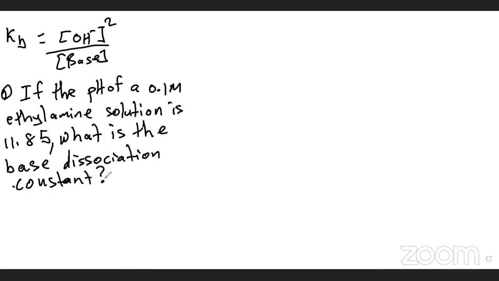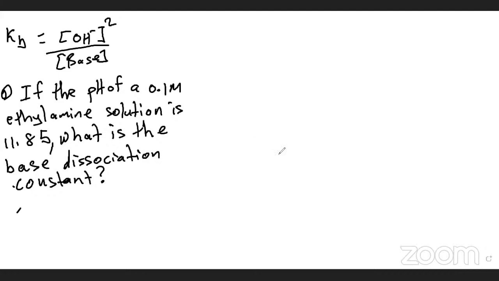All right, so for this, they give a pH and a concentration, and they want KB. KB is the hydroxide ion concentration squared divided by the concentration of the base. So our first objective for this type of question would be to get the hydroxide ion concentration. All right, so we have the pH.